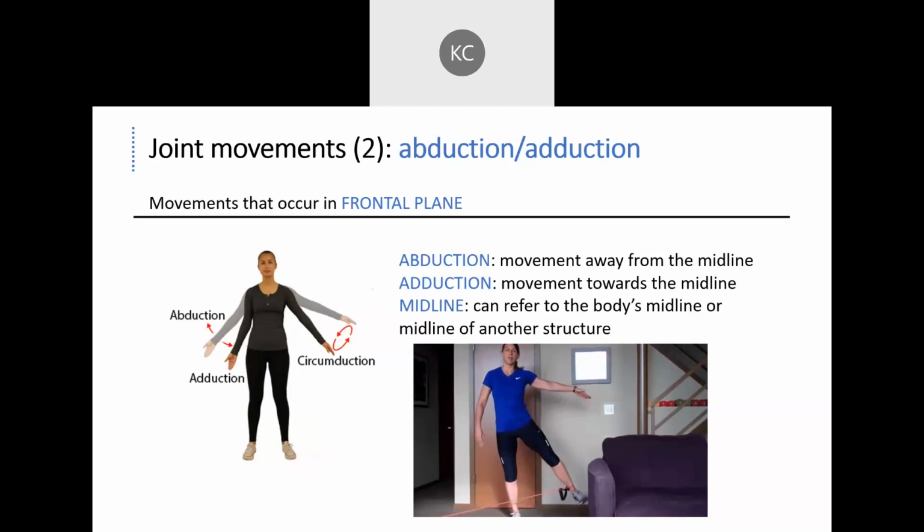So if you think of your hand, if you spread your fingers all the way out, your fingers are in abduction. In this case, midline for your fingers is your third digit, right? So your middle finger. If you spread your fingers out, you're in abduction. If you bring your fingers back in, you're in adduction, okay?